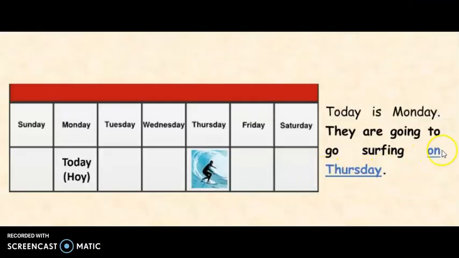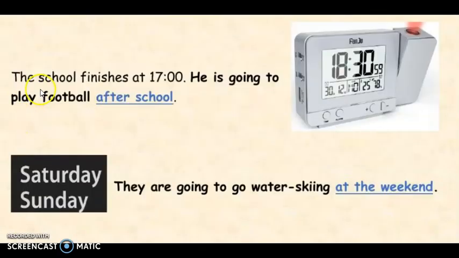We can also mention the day that we are going to do that activity. For example, let's say today is Monday. They are going to go surfing on Thursday. Here we have two other examples. The school finishes at 5. He's going to play football after school. Or they are going to go water skiing at the weekend. It means on Saturday and Sunday.